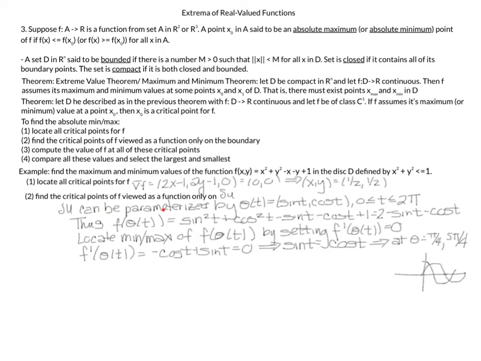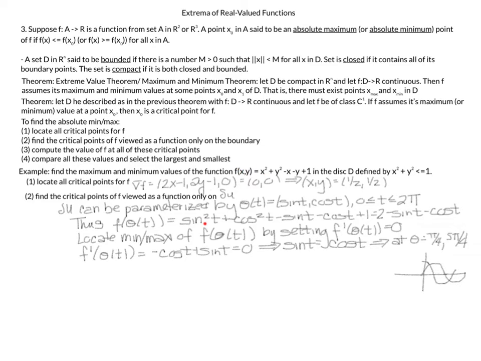So the boundary can be parameterized by sigma of t equals sine t, cosine t, because again it's the circle of radius 1, and t is going to go from 0 to 2 pi. So now we can evaluate f of sigma of t. We have our function composition. So sine t is going to be x, cosine t is going to be y, and we're going to plug it into our function.